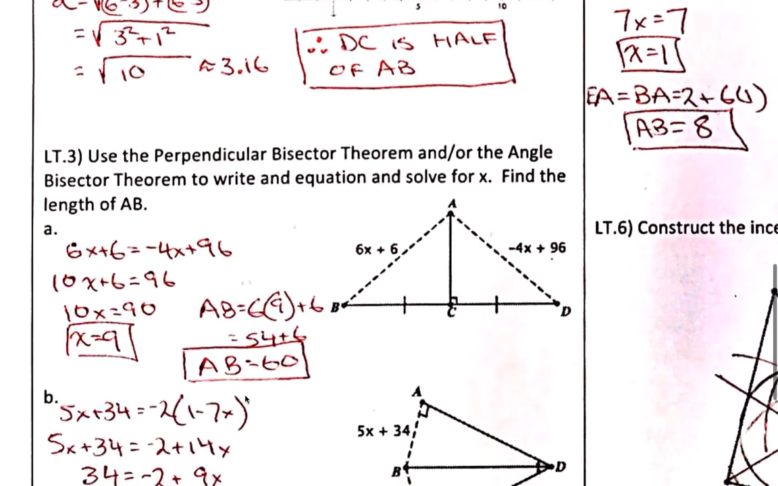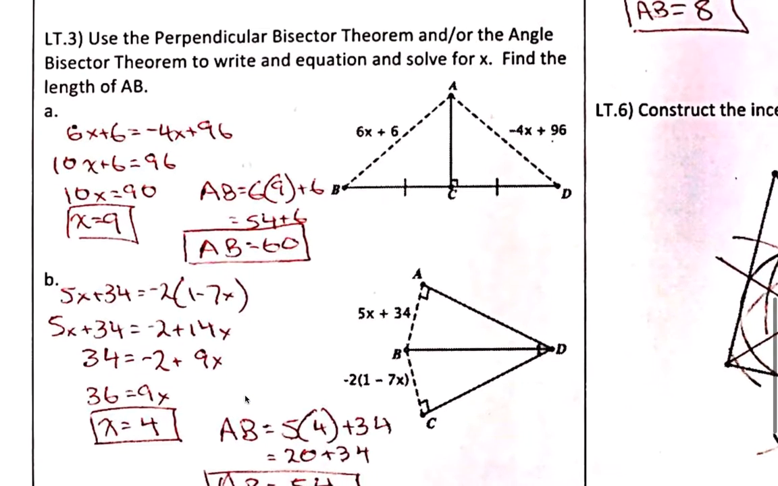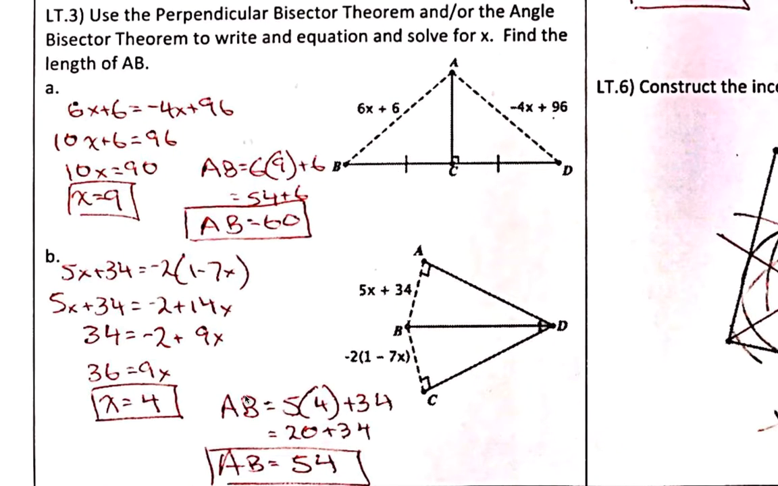All right, let's see. Learning target 3. Use the perpendicular bisector theorem or the angle bisector theorem to write and solve equation for x. So you got a case of both of those here. Here you've got the perpendicular bisector, which means you know that these two segments are congruent. So you just set them equal to each other, solve for x, plug that back in to find the length of AB, and here you get x is 9 and AB is 60.